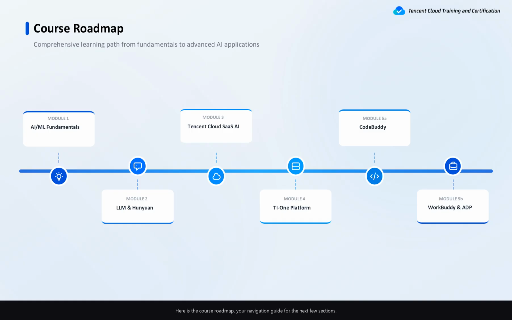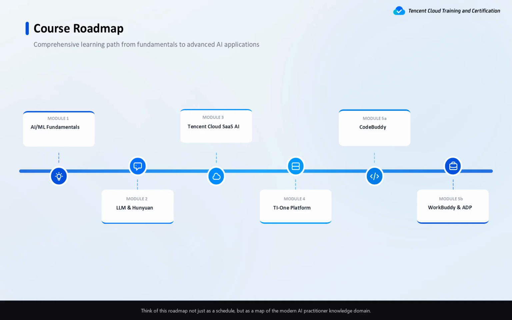Here is the course roadmap, your navigation guide for the next few sections. We have 6 modules totaling approximately 110 pages. Module 1 covers AI and ML fundamentals, building your conceptual foundation. Module 2 is the most theory-intensive module on LLM and Hunyuan. Module 3 covers Tencent Cloud SaaS AI services. Module 4 is the hands-on TI1 platform module. Module 5A introduces CodeBuddy. Module 5B closes with WorkBuddy and ADP.